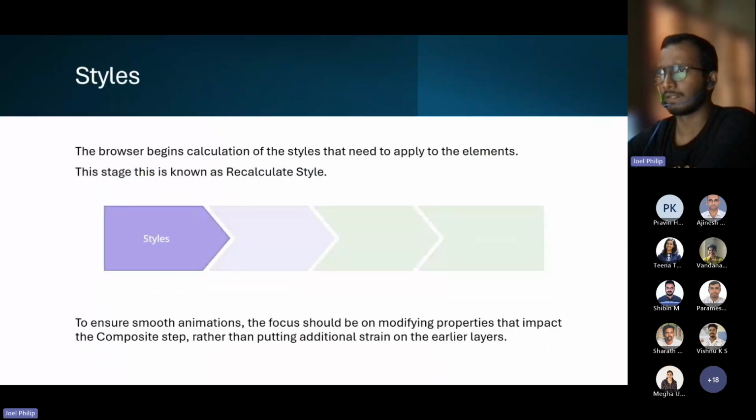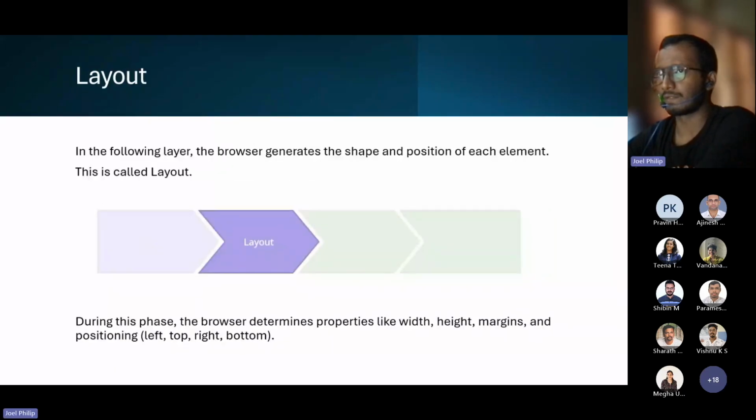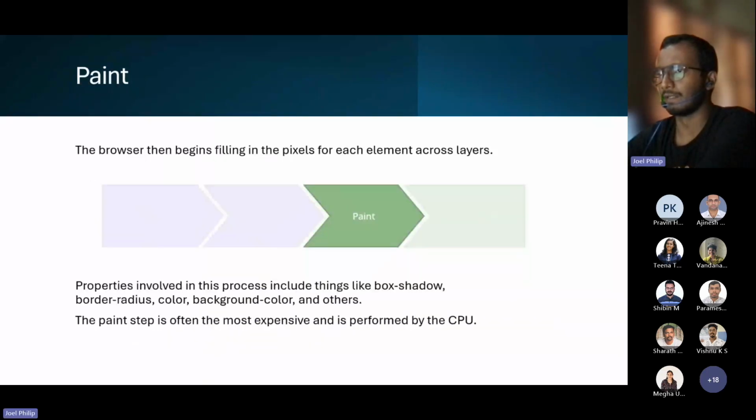So in the style phase, the browser begins calculation of the styles. This is the phase where some of those properties are calculated which affect the layout of the page. Then in the next phase, the layout phase, the browser generates the shape. So each div tag and each element of the page are generated and the positions are set so that the rendering can happen in the following phase. So several properties like width, height, margins, and the positioning properties, which are the left, top, right, and bottom, all will be set up in this phase.